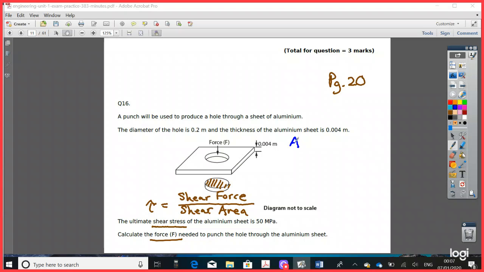So step one, I'm going to find the area first. So area is equal to pi r squared, but because it's given me the diameter, I can use the d version, which is pi d squared over 4. It's the same as pi r squared, but it saves me halving this. Okay, so just check that they are in SI units. So 0.2 meters.